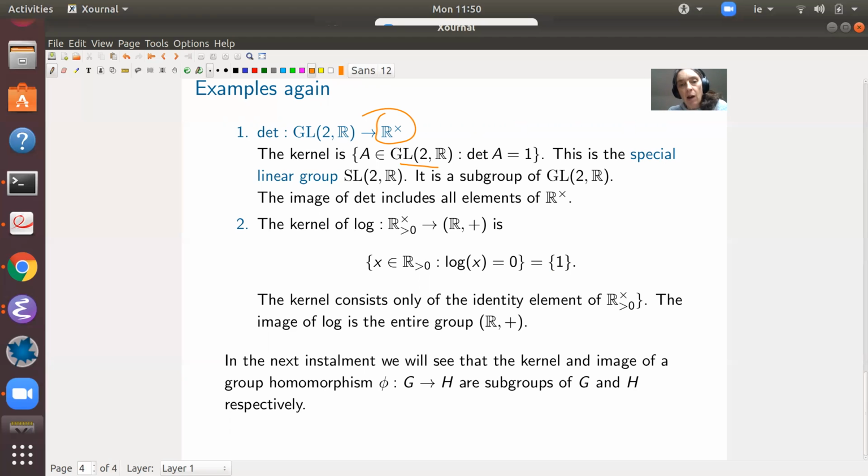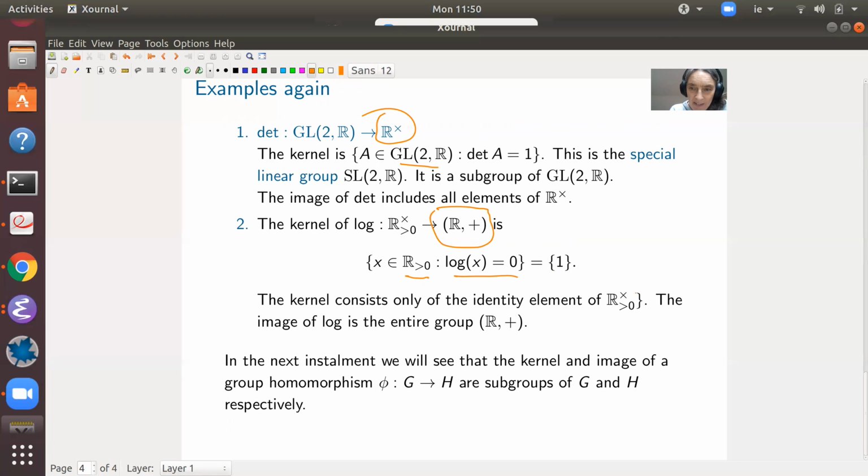The second example that we had was the log function from the positive real numbers under multiplication to the set of all real numbers under addition. And so the kernel of the log function is the set of all those elements in the domain, which is the positive real numbers, with the property that their image under the log function is the identity element of the group of real numbers under addition. The identity element there is 0. So the set of positive real numbers whose log is 0 is just 1, regardless of what the base for the logarithm function is. Okay, so the kernel there consists only of the identity element.